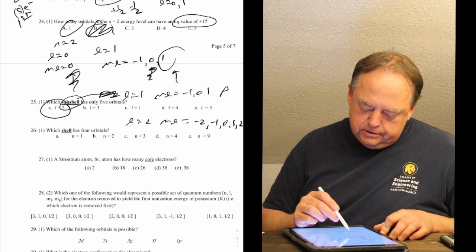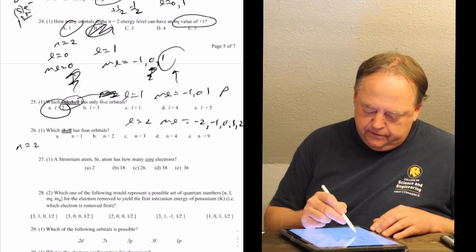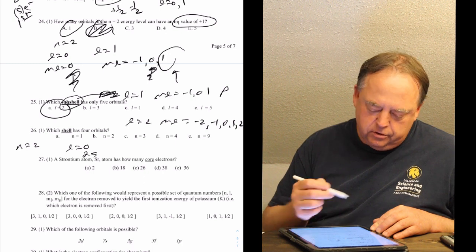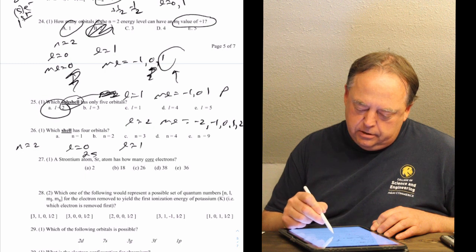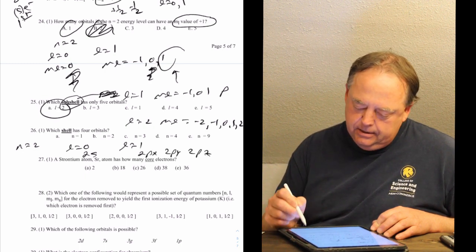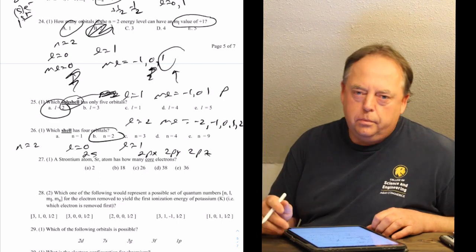Which shell has 4 orbitals? So that would be the n equal to 2 shell, because if n is equal to 2, L can be 0, that would be the 2s orbital, or L could equal 1, so that would be the p orbitals, 2px, 2py, 2pz. So the correct answer would be n equal to 2, which has 4 different orbitals.